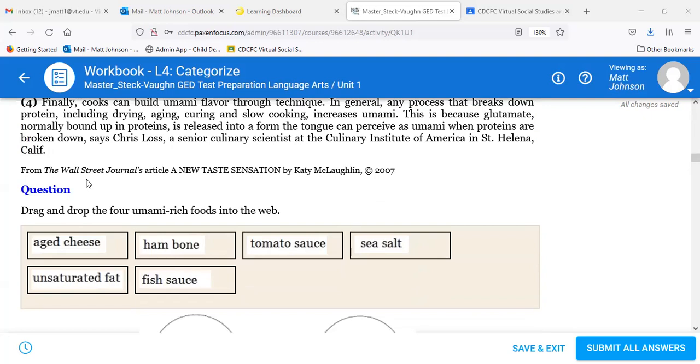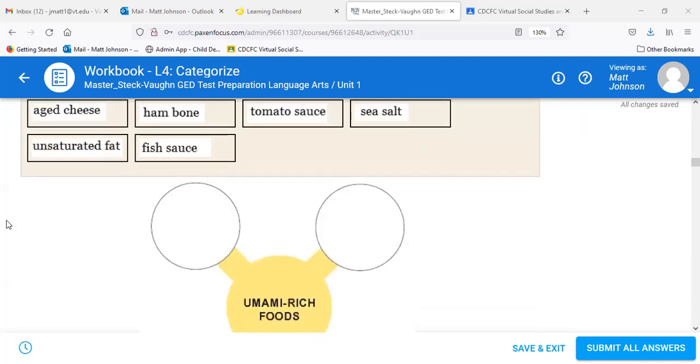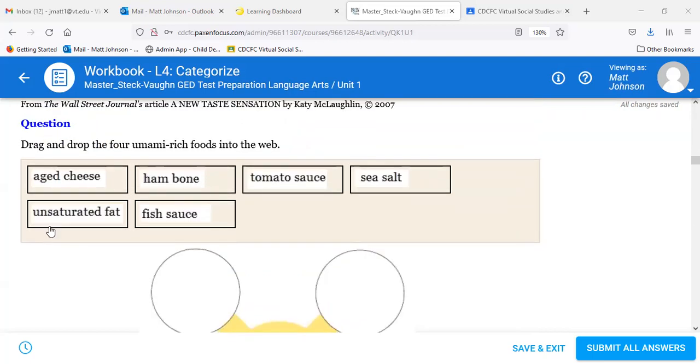Okay, so here we got a little drag and drop to do. And it's asking us, what are the four umami-rich foods into the web? So we got this little web here. We want to look and find the four that would most likely have that umami flavor. So who wants to take the first shot?